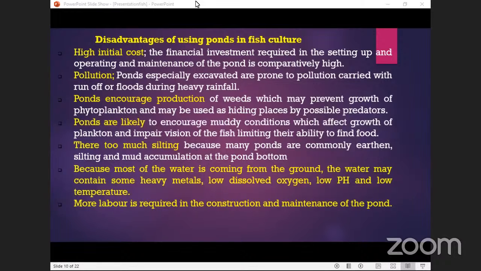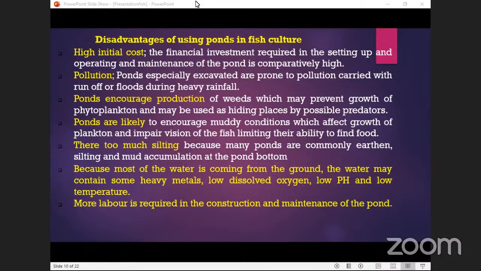So the other point says, ponds encourage production of weeds, which may prevent the growth of planktons, phytoplanktons, and may be used as hiding places for predators. Planktons are feeds which these fish feed on. So when weeds grow before the phytoplanktons, there's going to be competition. And at the end of the day, the phytoplanktons will be suppressed, causing calamity, hunger inside the pond. And it also increases your expenditure on buying feeds for the fish.